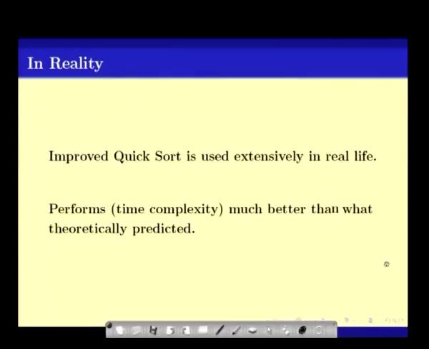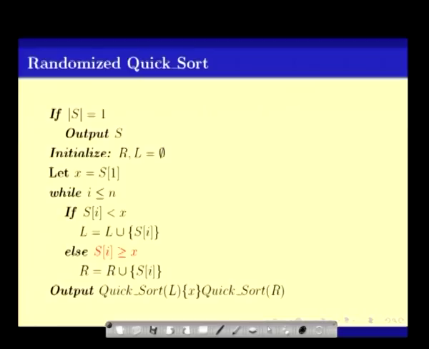Thus, with regard to this set of parameters, this improved quicksort is exactly the same as insertion sort. But in reality, quicksort has been used extensively in real life, and it has been found that it performs better than many other algorithms, and in particular better than what is theoretically predicted. So what mistake are we making, or what is happening in real life? The fact is that we can tweak quicksort a little bit to make it a randomized algorithm.